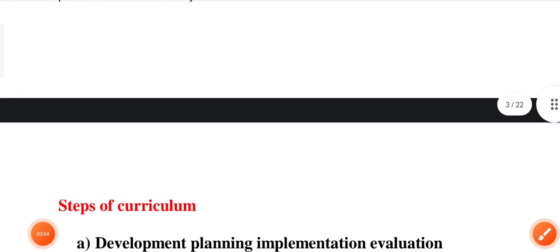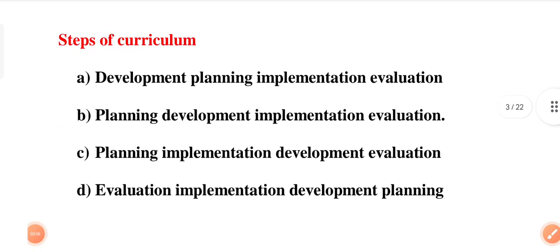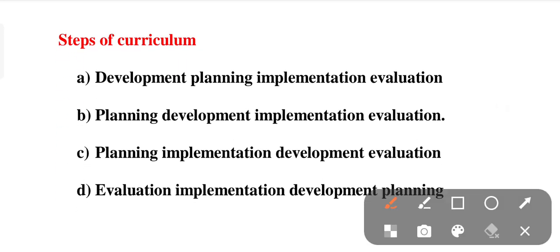So the next question is steps of curriculum. Okay, what are the steps of curriculum? Option A development, planning, implementation, evaluation. Option B planning, development, implementation, evaluation. Option C planning, implementation, development, evaluation. Option D evaluation, implementation, development, and planning. So the right answer is option B.